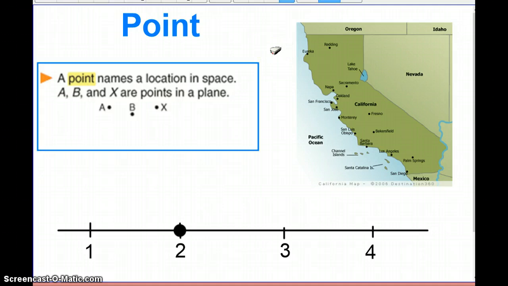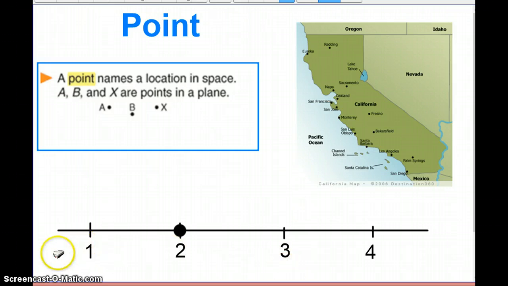Another term that we went over this week is a point. A point names a location in space. So oftentimes we see points on a map, and the way that a point is labeled is it's drawn as a dot, kind of like a period. So when we see points on a map, you see different dots. For example, this point right here is San Diego. This point right here is San Francisco.